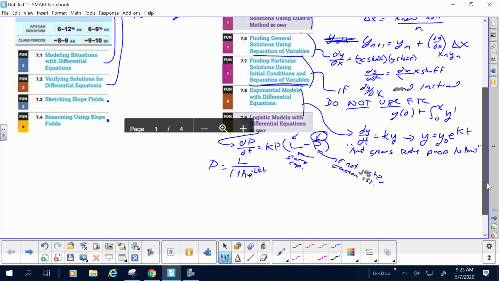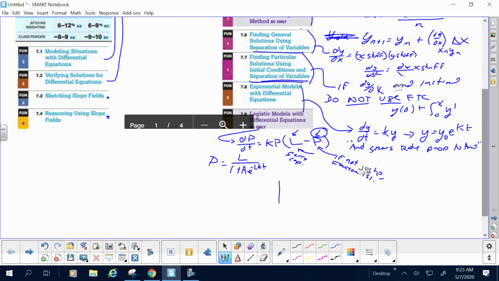Let's go a little bit more on a picture. Remember, on logistic growth, the star of the show is the inflection point. This is population at time. This here, upper limit, is the carrying capacity. Remember, fastest rate of growth is when the population is half the carrying capacity.